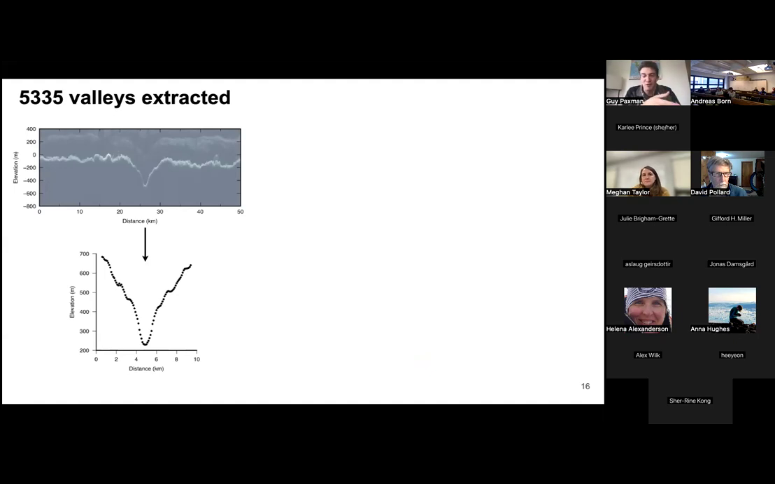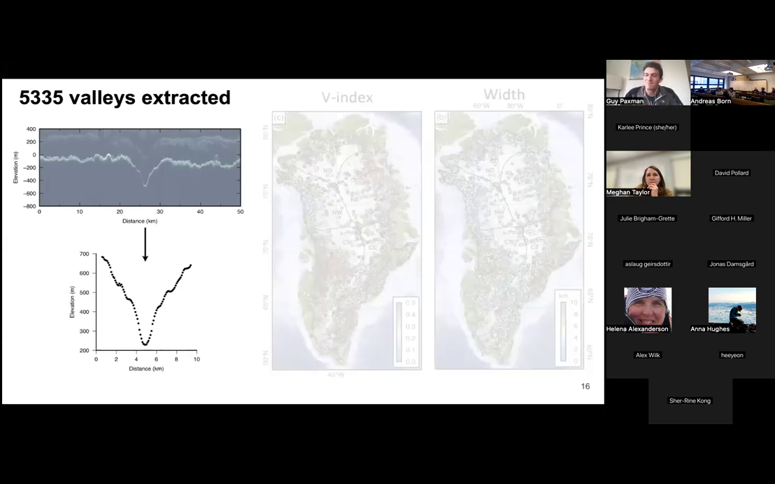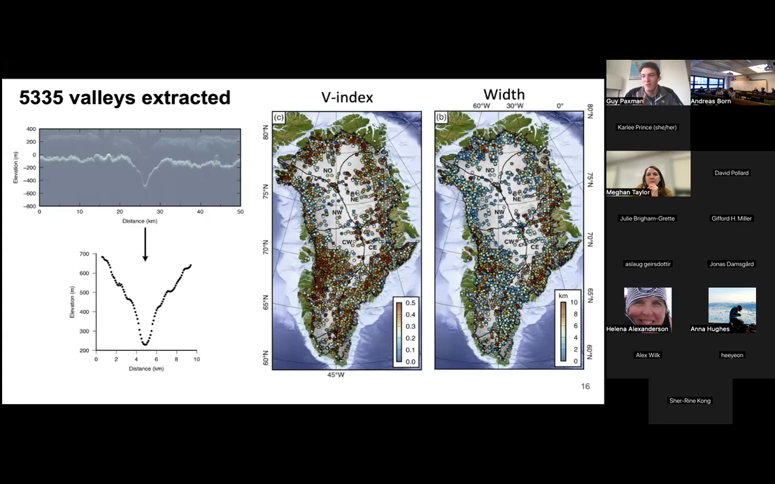But for now, we took those four, and we basically extracted as many valleys as we could from all the radar data across Greenland in an automated way, to isolate valley features and basically take a radar image like this and convert it to a profile of the valley cross-section like this one here. And we found about 5,000 valleys in total across the radar data set for Greenland, so quite a lot of valleys. And we calculated those four metrics that I showed in the previous slide for each valley. And that gave us a map that looked like this.